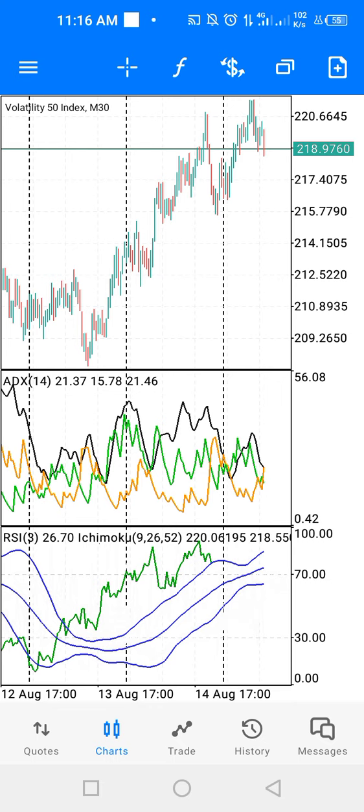So you can trade against the trend. So we're going to see in some of my videos how you can do that. I've taught you what is called Ichimoku pullback. I did it on Ichimoku.